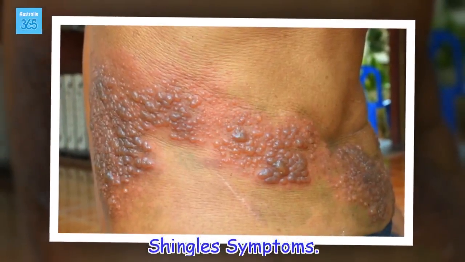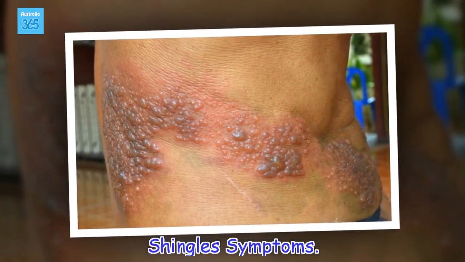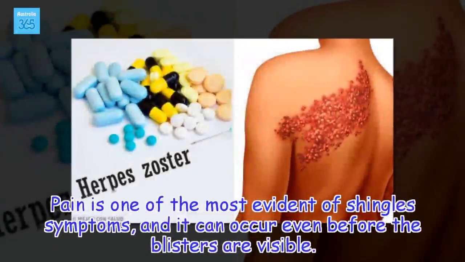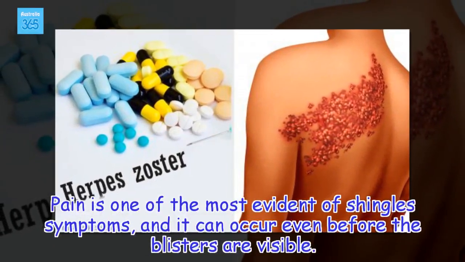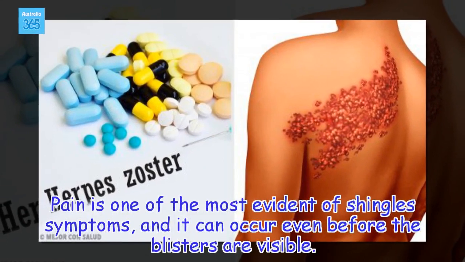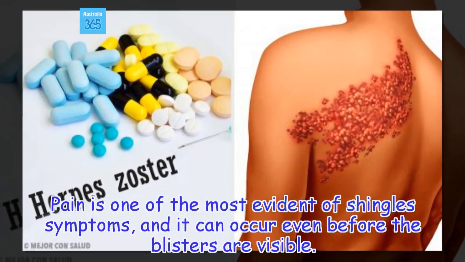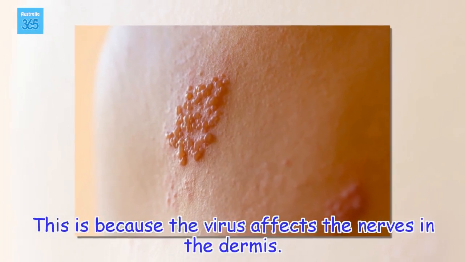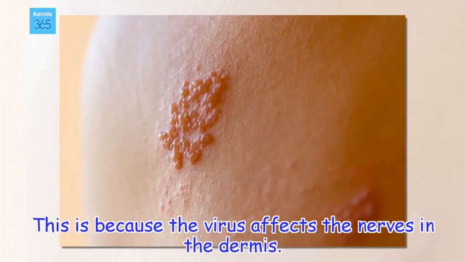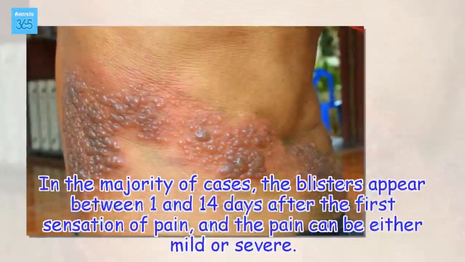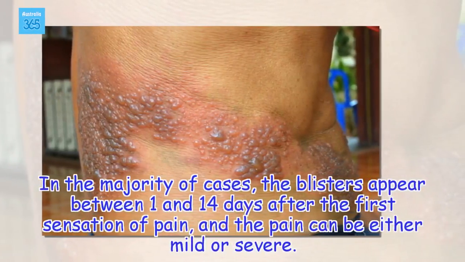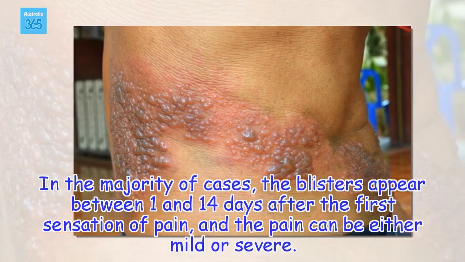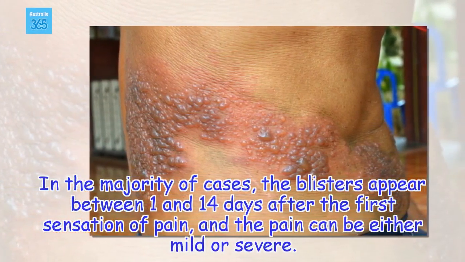Shingles symptoms. Pain is one of the most evident shingles symptoms, and it can occur even before the blisters are visible. This is because the virus affects the nerves in the dermis. In the majority of cases, the blisters appear between 1 and 14 days after the first sensation of pain, and the pain can either be mild or severe.